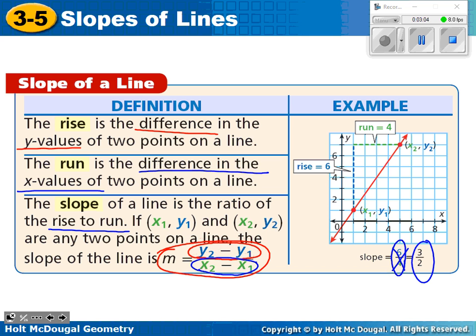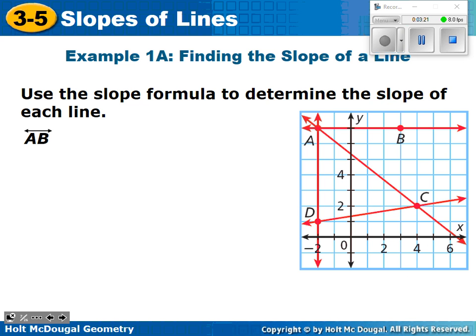All right, so again, if it's on a graph, feel free to just count. If it's not on a graph, then you can use your slope formula. Biggest mistake I usually see with students is they do it the other way. They do x on top and y on bottom. Be careful, it is rise, which is y, over run, which is x. So be really careful about that.